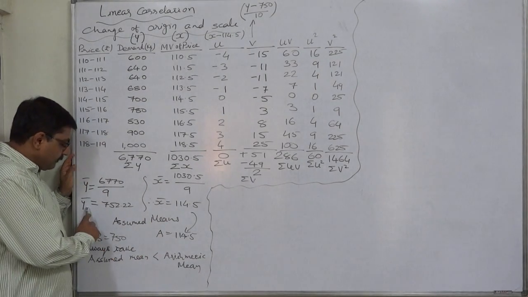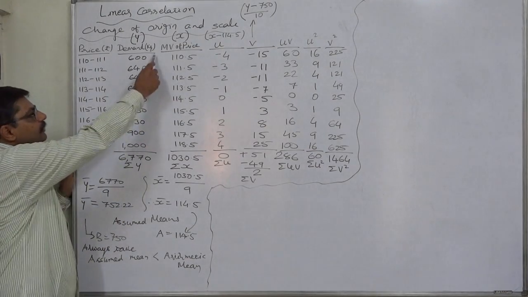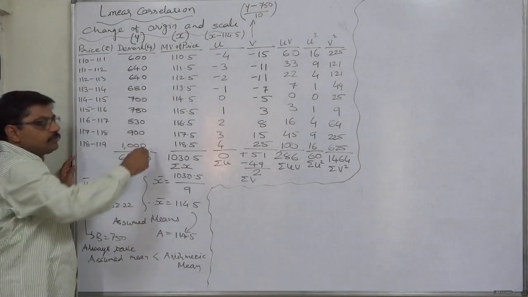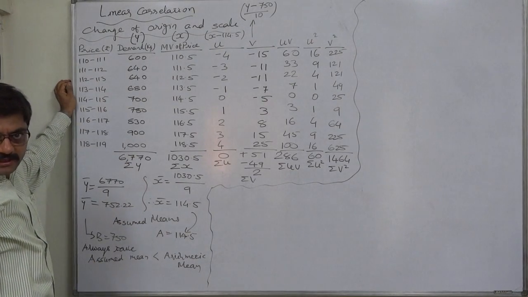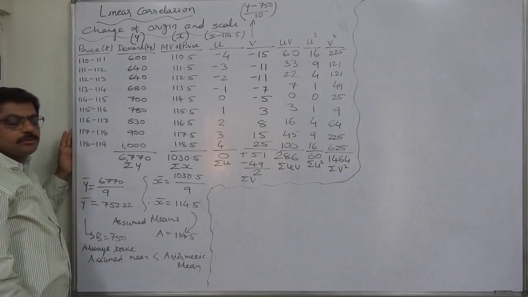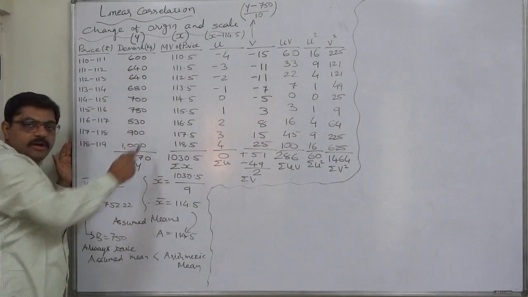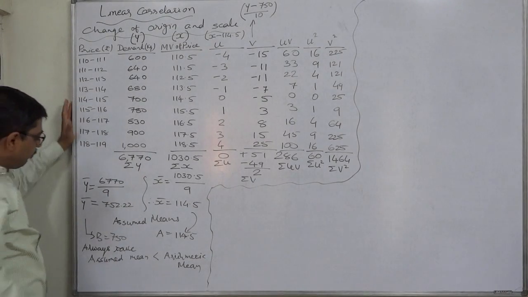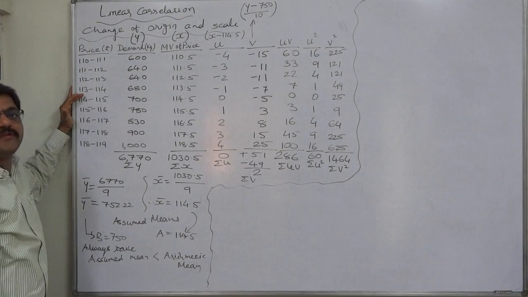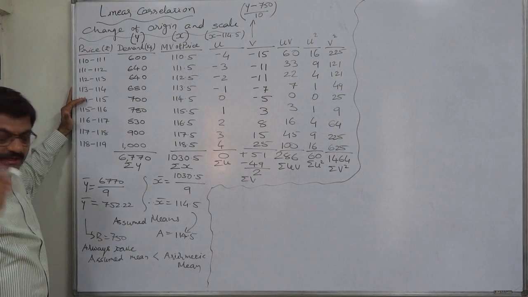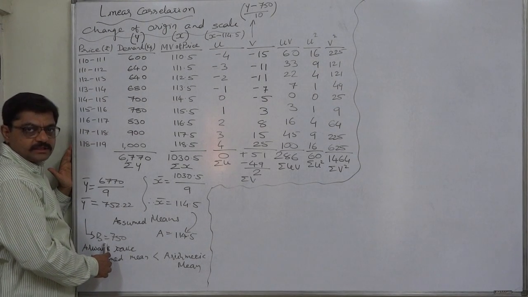But see y bar, 752.22, and see the values of y. All the values have 0 as the unit digit commonly. So it is advisable to subtract a value which has 0 as the unit digit. The value nearest to 752.22 is 750, which has 0 as the unit digit. So we are going to take 750 as the assumed mean.